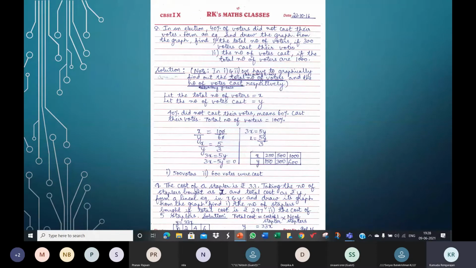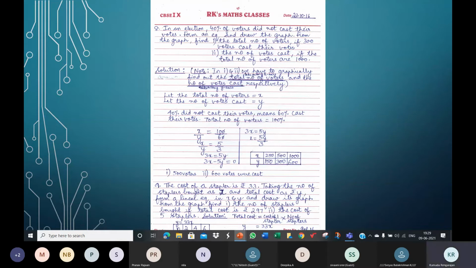What is the ratio of voters who did not cast their votes to the total voters? 40 by 100. 40 did not cast their votes out of 100. 40 by 100, or 2 by 5.